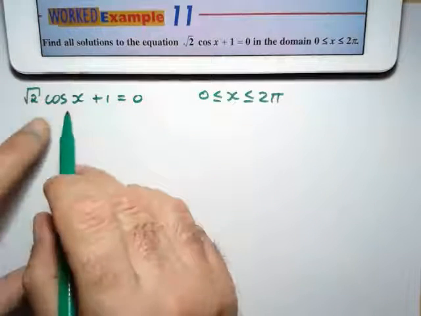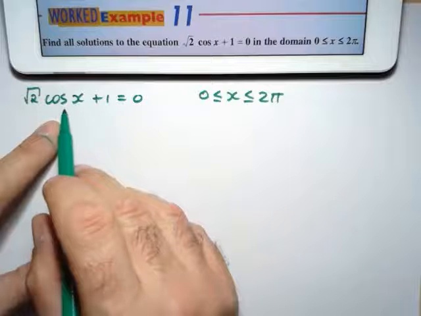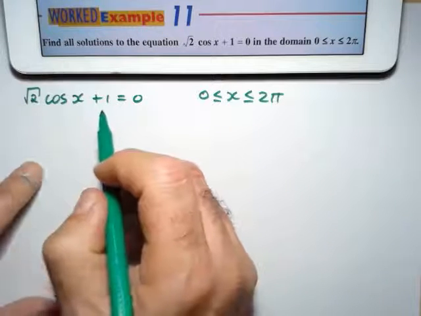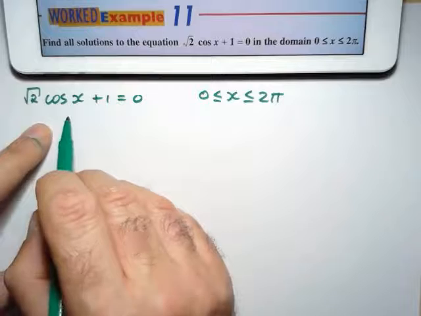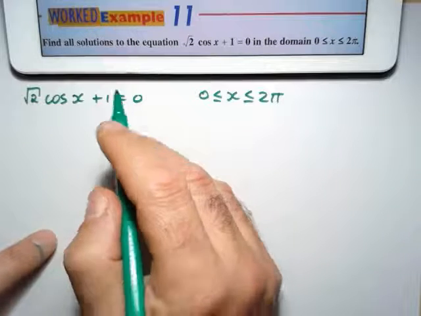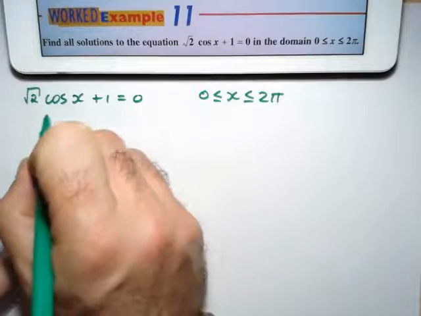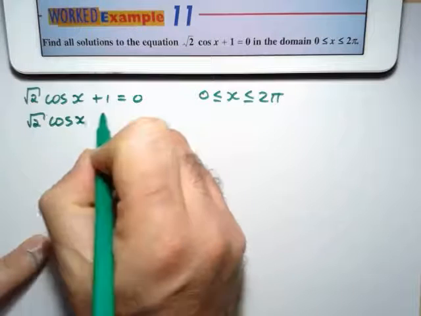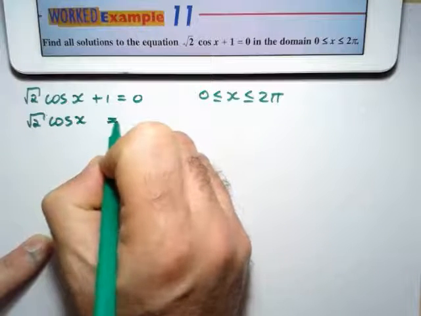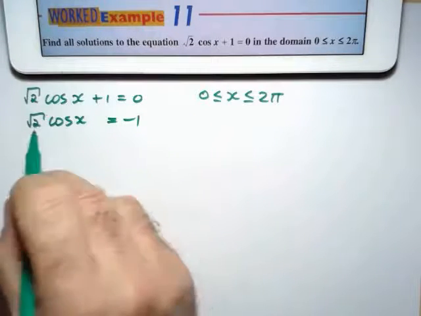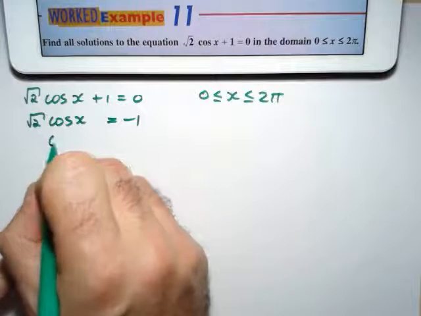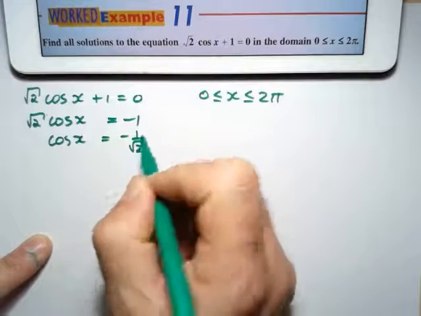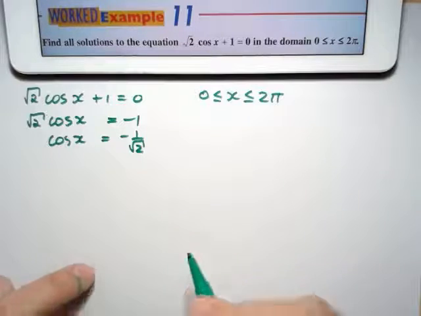First thing I want to do is find cos x by itself. We know what the cos graph looks like, but we don't know what this graph looks like. So I'm going to get cos x equals some constant value. To do that, I'm going to first subtract 1 from both sides. So I have square root 2 cos x plus 1, subtract 1 from both sides, it becomes negative 1. And then I'm going to divide by square root 2. So cos x equals minus 1 over square root 2. Now I'm back to my simple old equations.